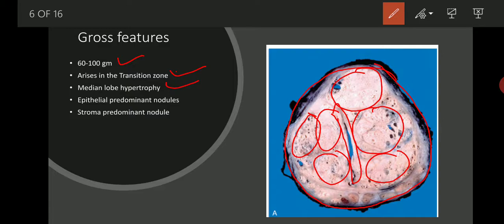Some nodules have more epithelial component than stromal. Like this nodule has got more stromal component, whereas this nodule has got more epithelial component. Epithelial component will form glands and cysts, hence it will give a spongy and soft yellow appearance to the nodule, whereas stromal cells do not form cysts or glands, so the nodules are usually hard and non-cystic.